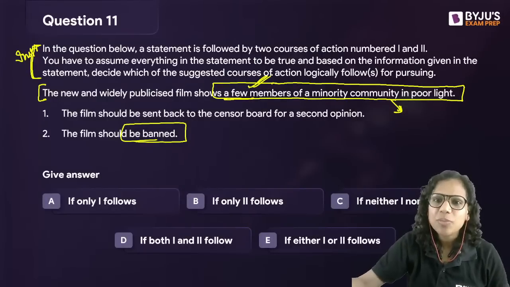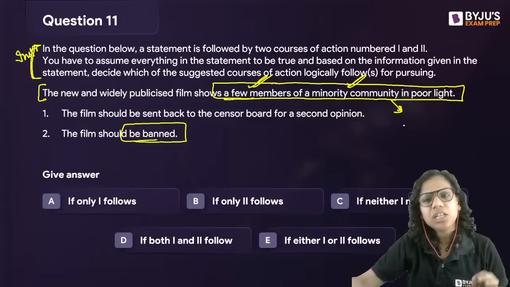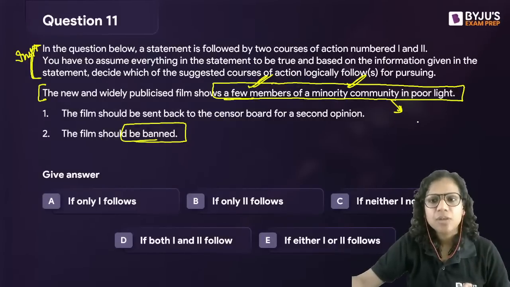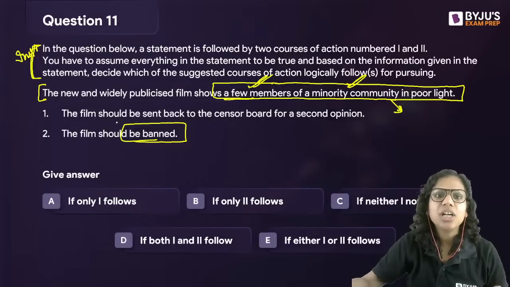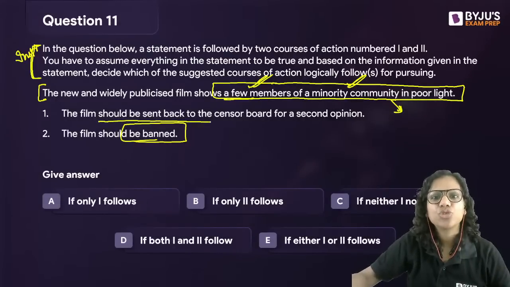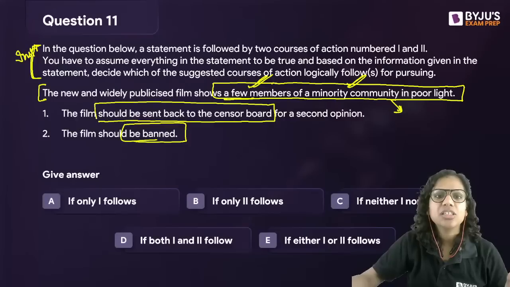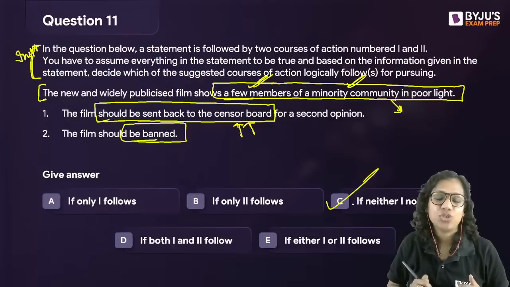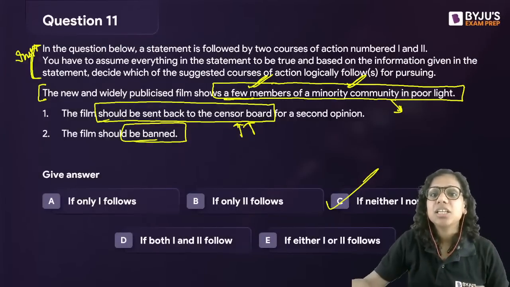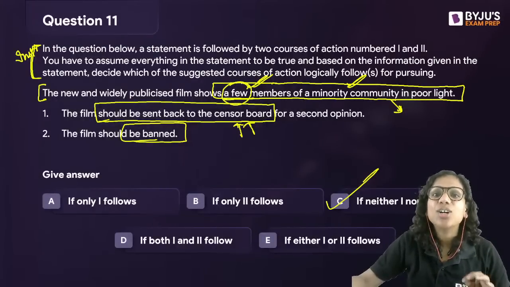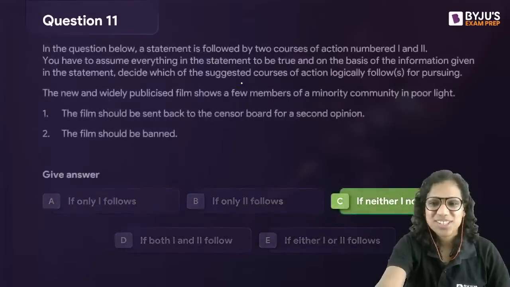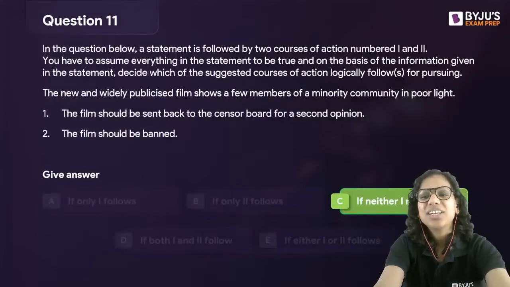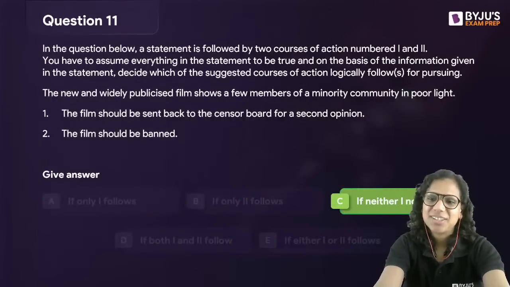So it says a few members of a minority community. We need to see what is the reason behind it. Probably the plot justifies it. So if that is the case, then you can't straight away advocate that the film should be sent back to the censor board. This is not a very mild step, sending a movie back to the censor board. So neither follows actually. A good question, this one. The key lay in a few, not all the members, right? So neither one nor two follows here.